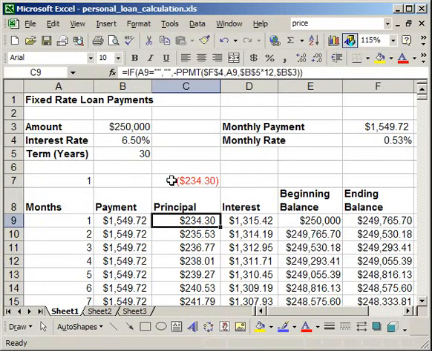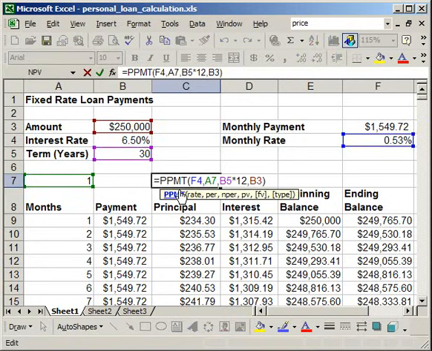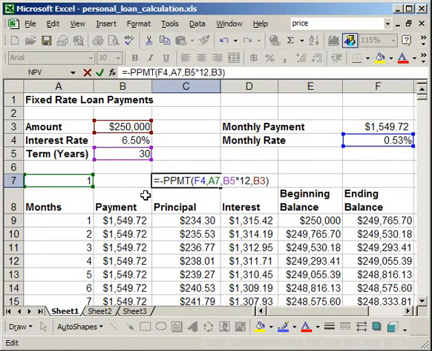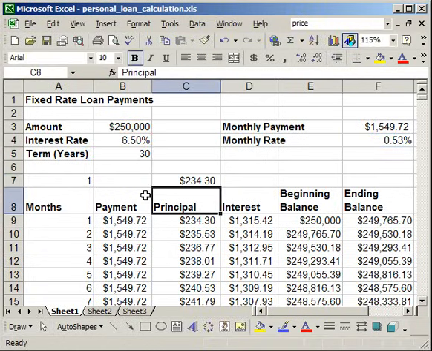One thing to note, it is negative because you're paying it out. So to make that a positive value, just so it is easier to read, all you do is double click, and before the principal payment function, put a negative sign or a minus sign. Hit enter, and then it looks normal.